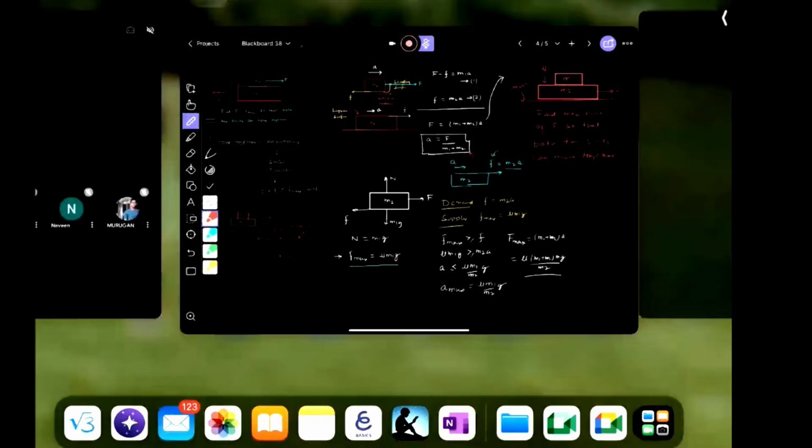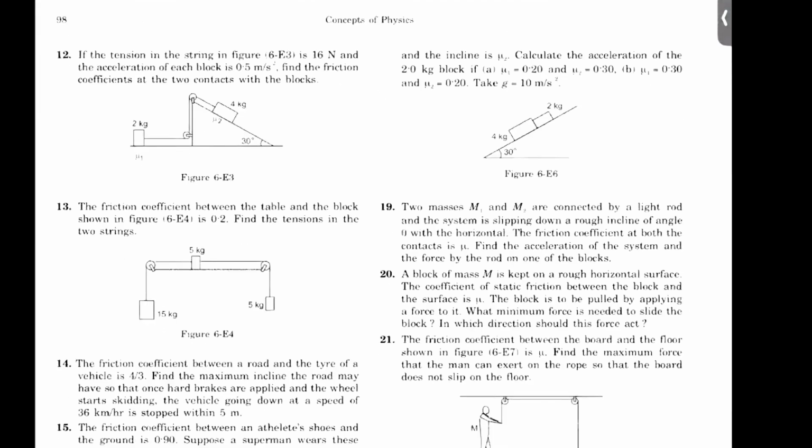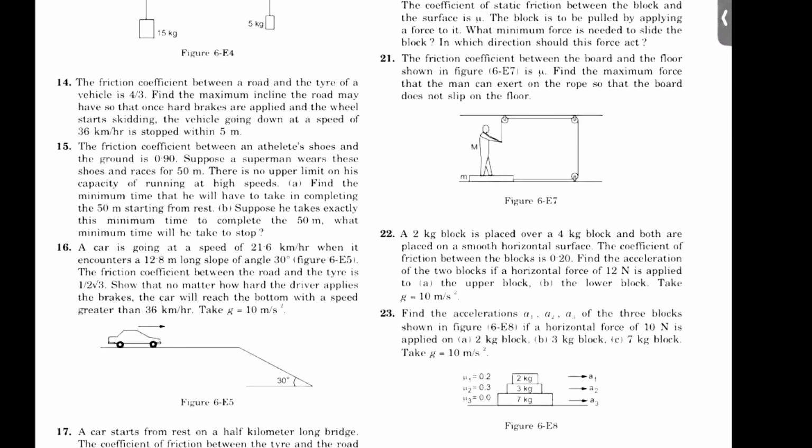Okay. Few more questions, from S.C. Verma. I'll tell you the page number, or maybe I'll paste the question, that is also better.